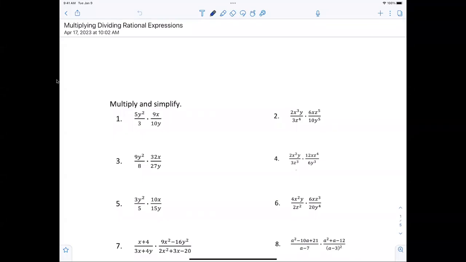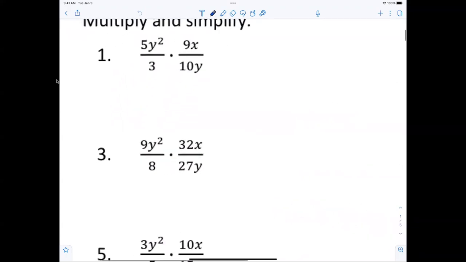Now, it really should be a really simple thing. I remember I told you if you can factor, you can do the multiplying. If you can do the multiplying, you can do the dividing. It's very simple. Very simple. So we'll go ahead and do the odds.